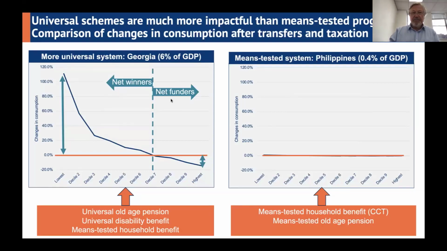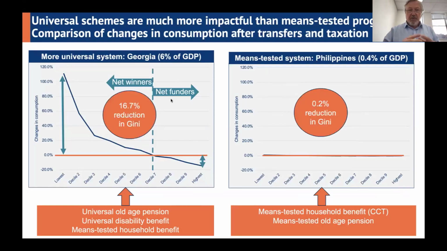And if I put in the orange line, it's very difficult to see any change, any crossover. The actual reductions in inequality from these two systems are a 16%, almost 17% reduction in Gini in Georgia, which is a very significant reduction, but only a 0.2% reduction in the Gini coefficient in the Philippines. Very, very minimal change as a result of targeting the poorest members of society.